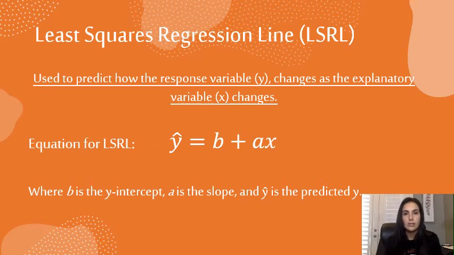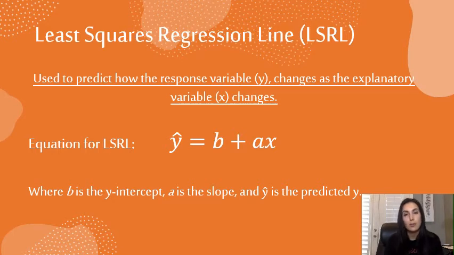So the least squares regression line should look pretty familiar, especially whenever you look at the formula, but it is just used to predict how your response variable y changes as your x changes. The equation is y hat equals b plus ax. Should look kind of like y equals mx plus b, because it is pretty much the same thing, but we need to make sure that we switch the y-intercept and the slope. Also, that y hat that you see there stands for the predicted y, because we don't know exactly what the y is going to be. The least squares regression line is just used to predict what y is going to be based on what the x is.